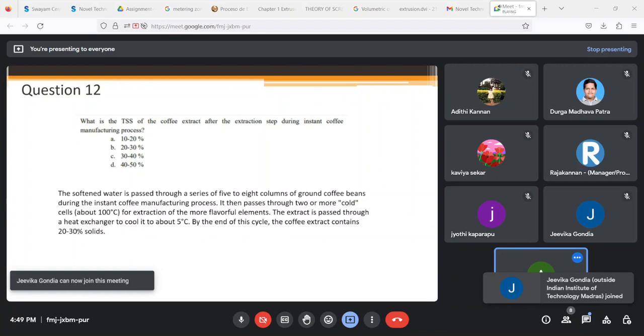It is a multi-purpose process where you can both change it into powder as well as you can concentrate it. So the first step after the extraction, you have 20 to 30% of your coffee extracts. So the answer is option B. And the process in which extraction takes place is you pass hot water through multiple columns of ground coffee beans, and this will extract all your suspended solids.